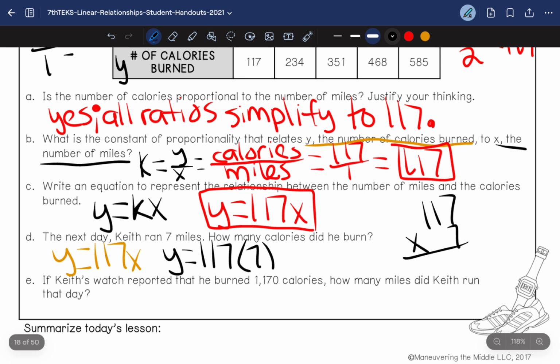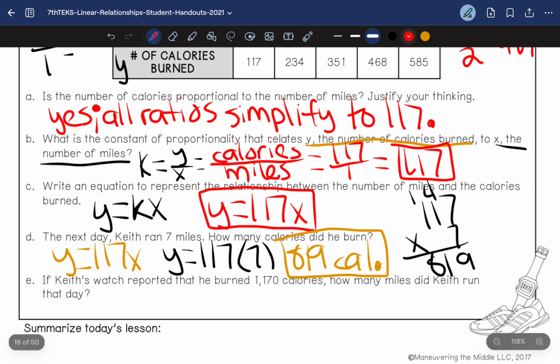7 times 7 is 49. So I have 9, carry my 4. 7 times 1 is 7, plus 4 is 11. So I'm going to put a 1 and then carry that other one. 7 times 1 is 7, plus 1 is 8. So he burned 819 calories. And I'm going to abbreviate that because I ran out of space. 819 calories.